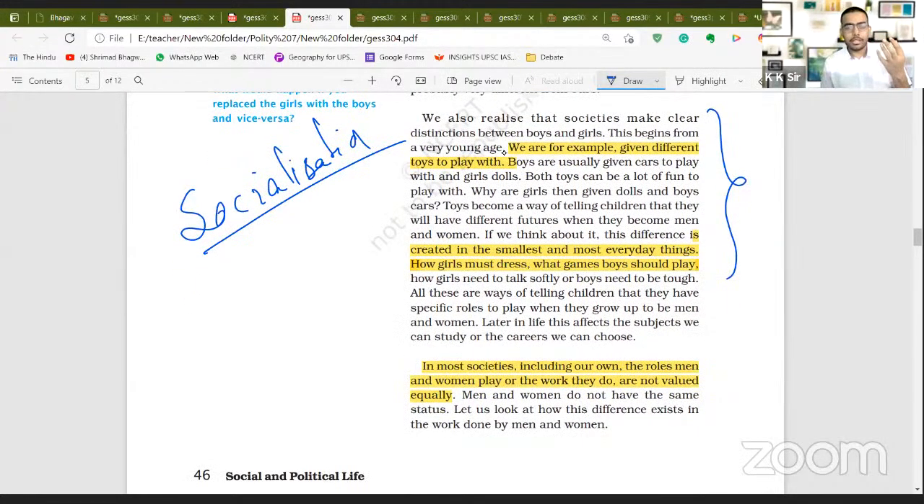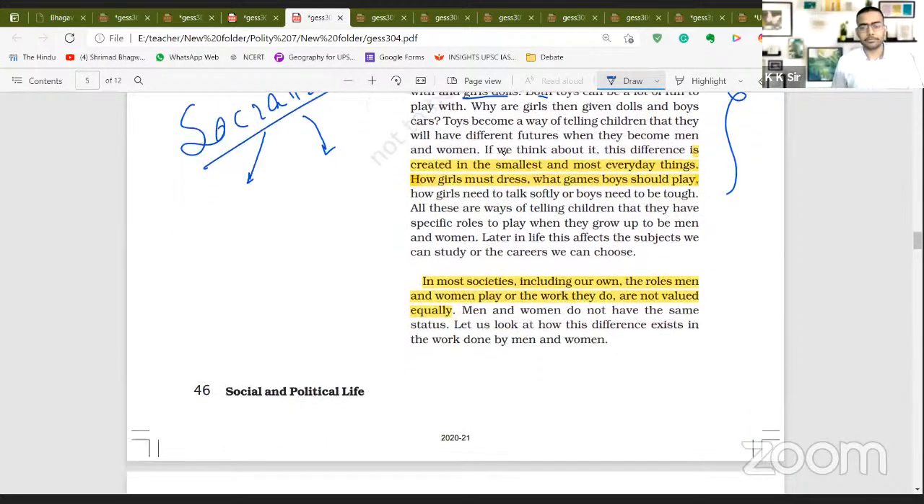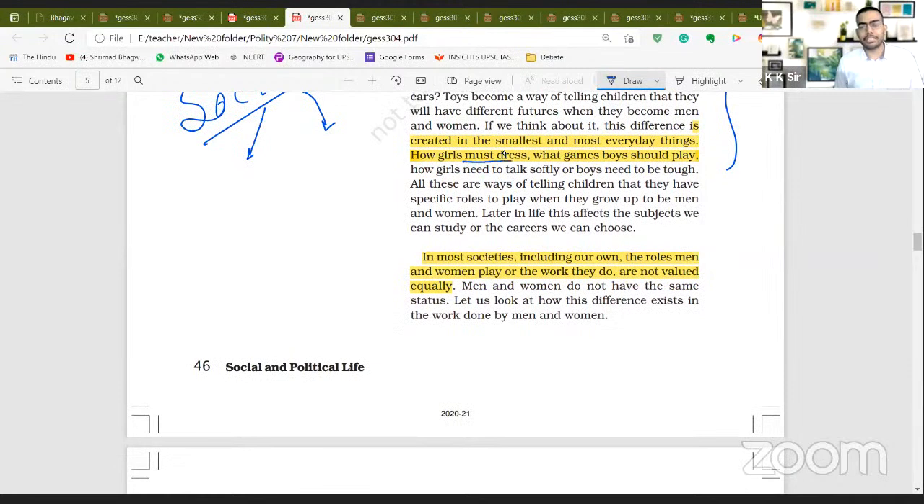Okay. This is the process of socialization. How the gender roles have been taught to you. Like when children are small, girls are given dolls to play with, and boys are given cars or such other toys to play with. So creating a different set of practices from birth. This is called the process of socialization. The girls will get dressed in a different way. Boys will get dressed in a different way. They will play different games.